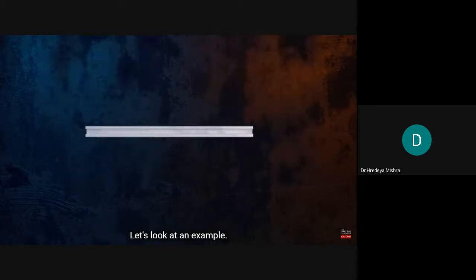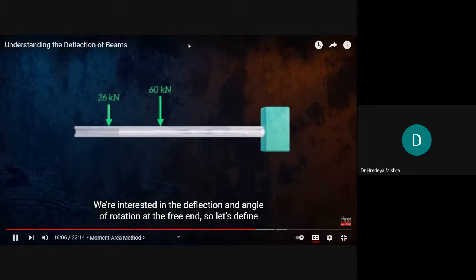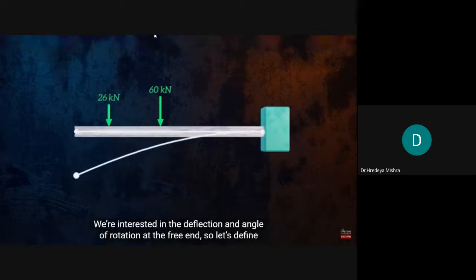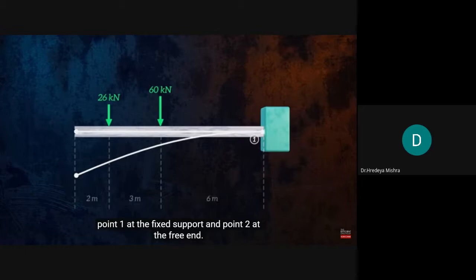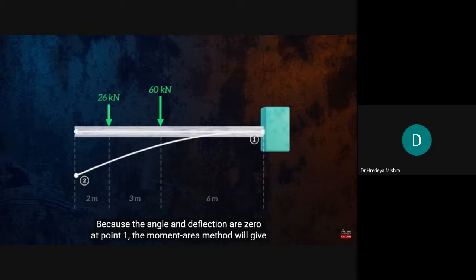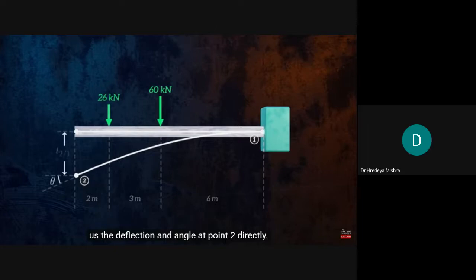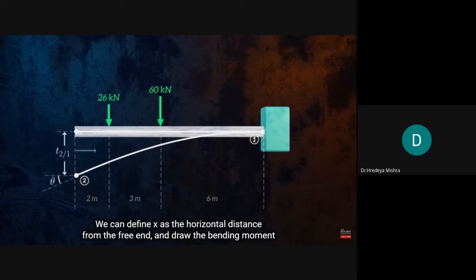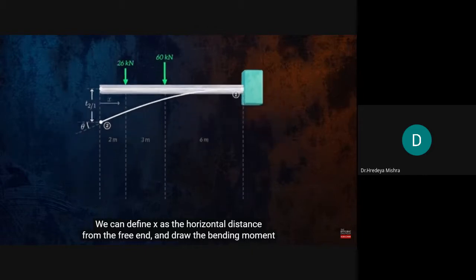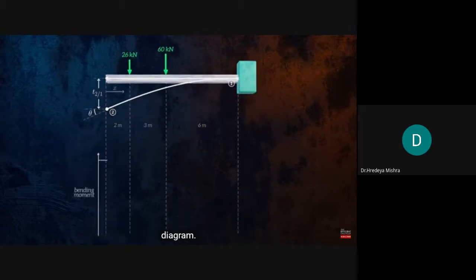Let's look at an example. We're interested in the deflection and angle of rotation at the free end, so let's define point 1 at the fixed support and point 2 at the free end. Because the angle and deflection are 0 at point 1, the moment area method will give us the deflection and angle at point 2 directly. We can define x as the horizontal distance from the free end and draw the bending moment diagram.